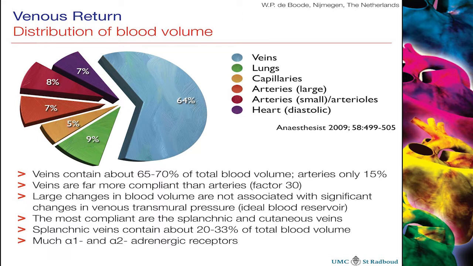There can be a substantial change in blood volume on the venous side without any change in the transmural pressure in the veins. So in that sense, it's an ideal reservoir for blood. The most compliant veins are the splanchnic and the cutaneous veins. It's also very interesting that there are many alpha-1 and alpha-2 adrenergic receptors in those veins. I will come to that later.